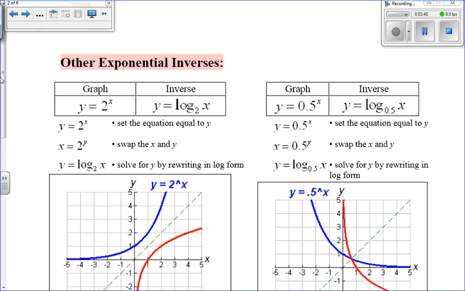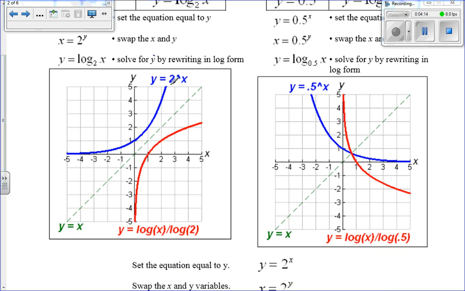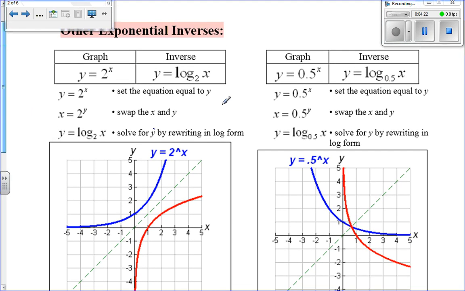Now we have other exponential inverses. If I have the graph y equals 2 to the x, the inverse is y equals log base 2 of x. Again, set the equation equal to y, switch x and y, and then solve for y by rewriting it in log form. Again, I will show you how to do that, I promise. But it's just kind of neat how here's our exponential function, and then here's our logarithmic function. And here's a reflection over the line y equals x again.